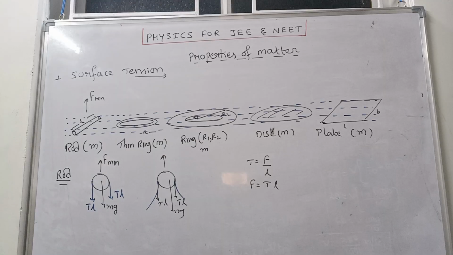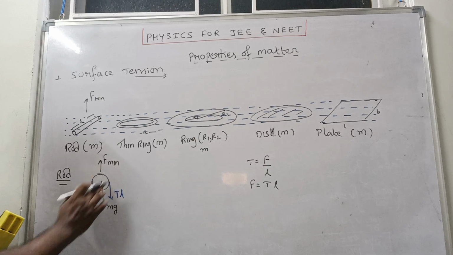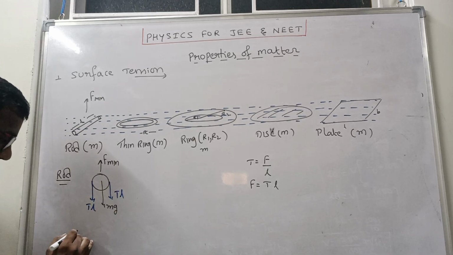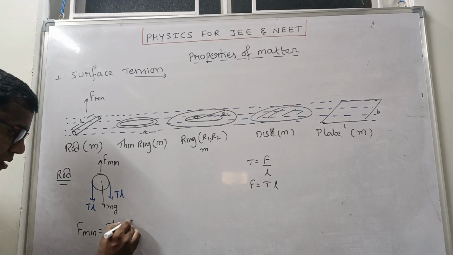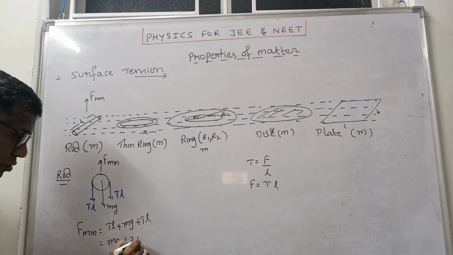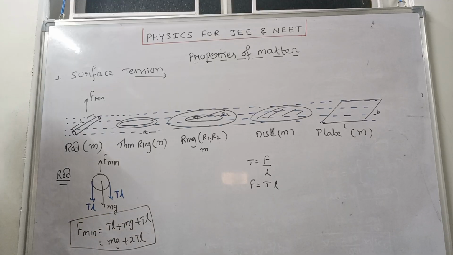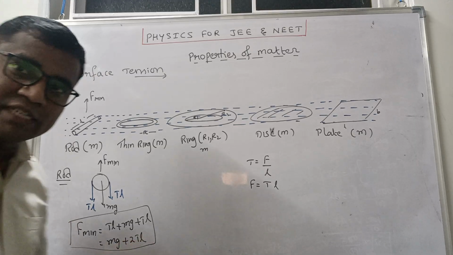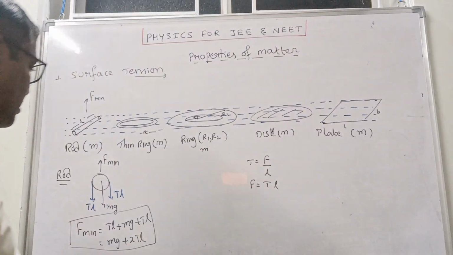So now if I want to lift, what's the minimum force? The minimum force has to balance these forces. So F minimum can be written as TL plus mg plus TL. So I will write mg plus 2 into TL. This is the minimum force, right? How much force is it? F minimum can be written as mg plus 2 times tension into length. Am I clear?